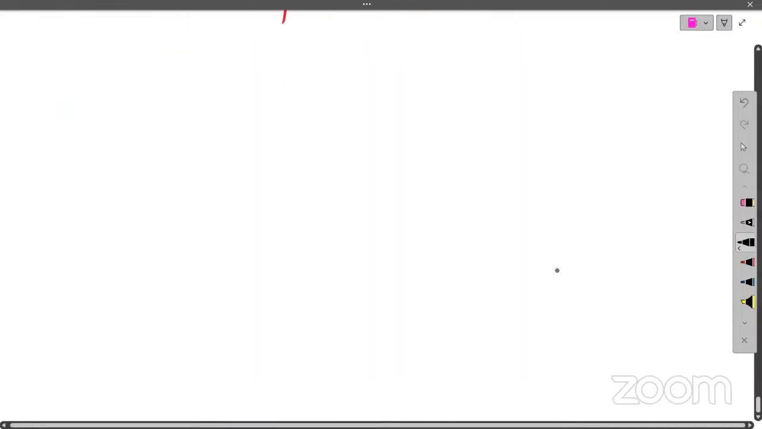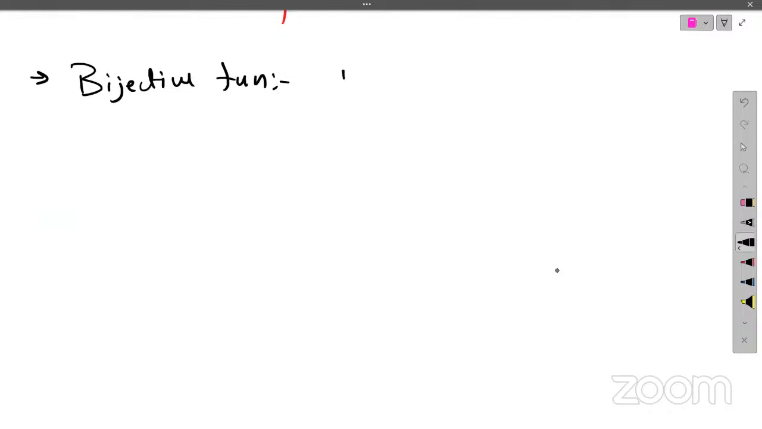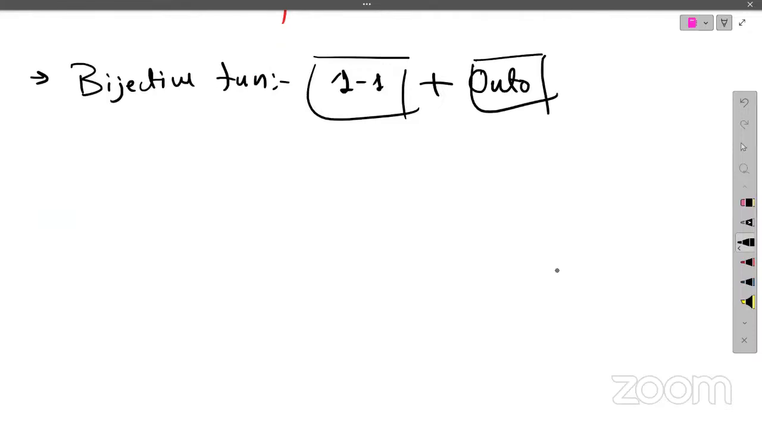See, bijective means 1-1 plus onto, both things. So bijective functions should be 1-1 and onto. 1-1 means for two distinct inputs we should get distinct outputs, right? x1 not equal to x2 should imply f of x1 not equal to f of x2. And onto means for every element of your codomain there should exist a point in your domain which maps to that element. So that means every point of the codomain should have a preimage.